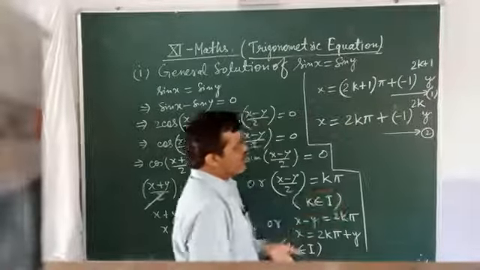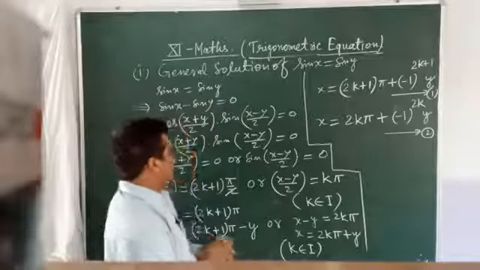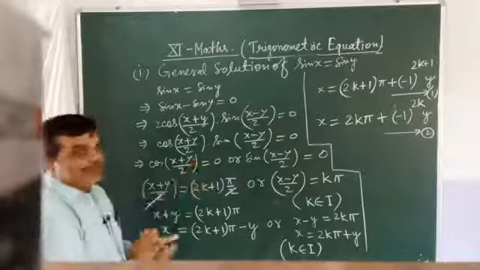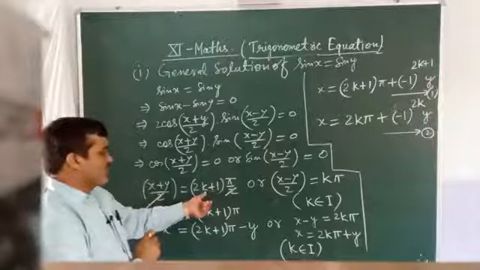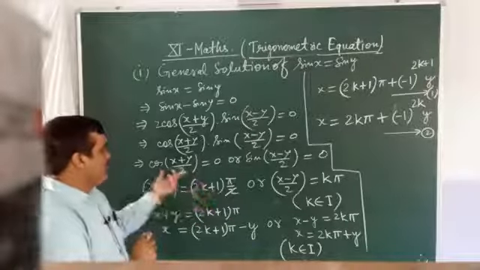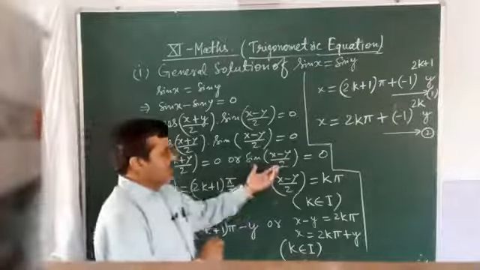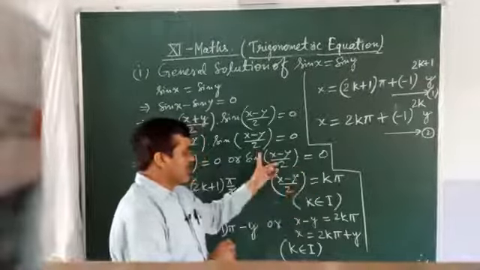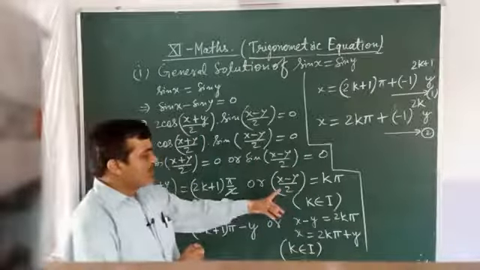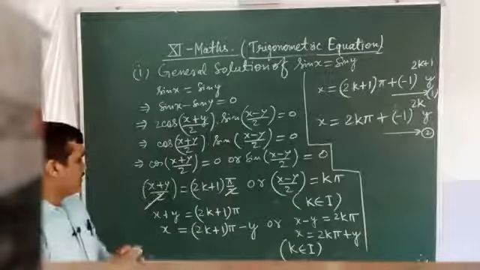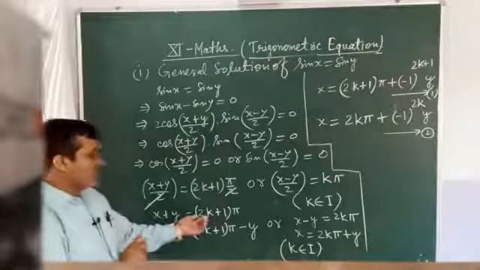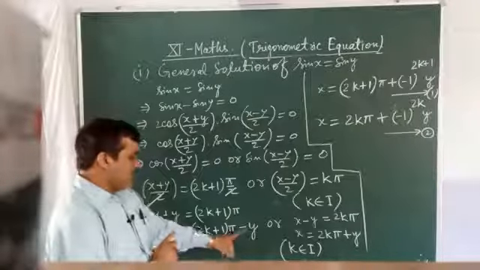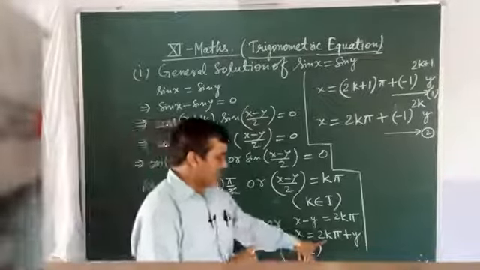So combining these two equations we have. Students, once again see, cos (x+y)/2 equal to 0. Therefore (x+y)/2 equal to (2k+1)π/2. It is the general form of this equation. Similarly, sin (x−y)/2 equal to 0. Therefore (x−y)/2 equal to kπ. It is the general form of this equation. K belongs to integer. Now solving it, x plus y equals (2k+1)π, x equal to (2k+1)π minus y. Here x equal to 2kπ plus y.